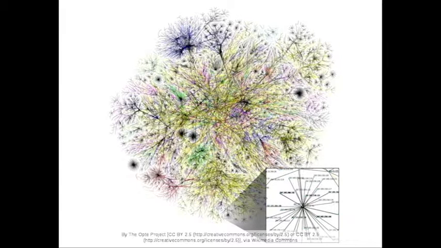So this is a picture of a reasonable portion of the internet. Every line you see is a connection between two computers. And this blown up part has something called IP addresses in it. And I'll talk more about what IP addresses are later.